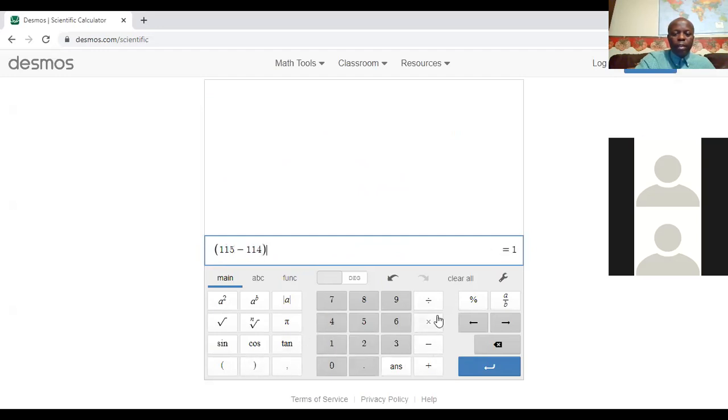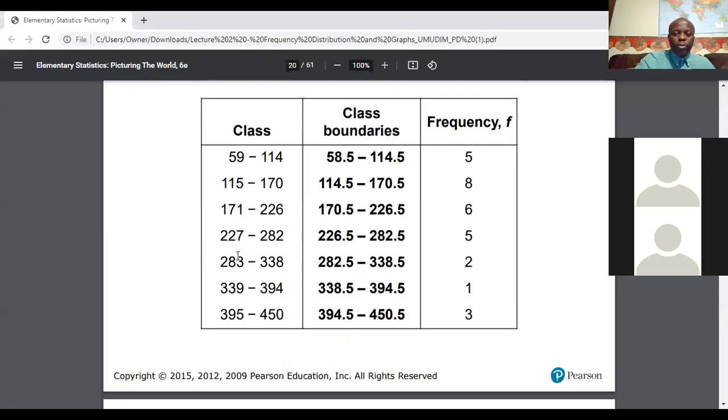Okay, then divided by 2.5. So that's how I get the 0.5. So once you get it, you add it on the right side, but you subtract it on the left side. So if you subtract it on each of these left numbers, you get these answers here. We add 0.5 to all these right numbers, you get this. So the class, the gap is closed now.